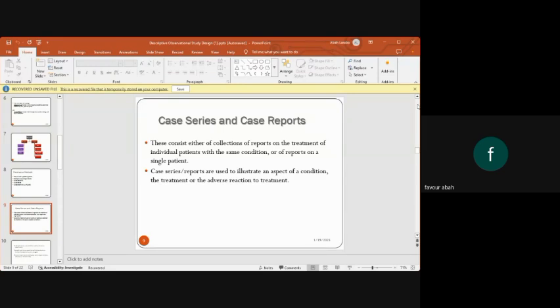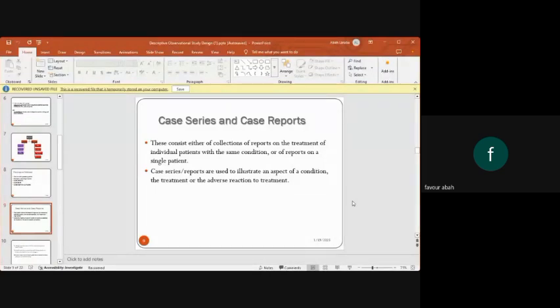Remember that in case reports and case series, you've already described them by person, place, and time.